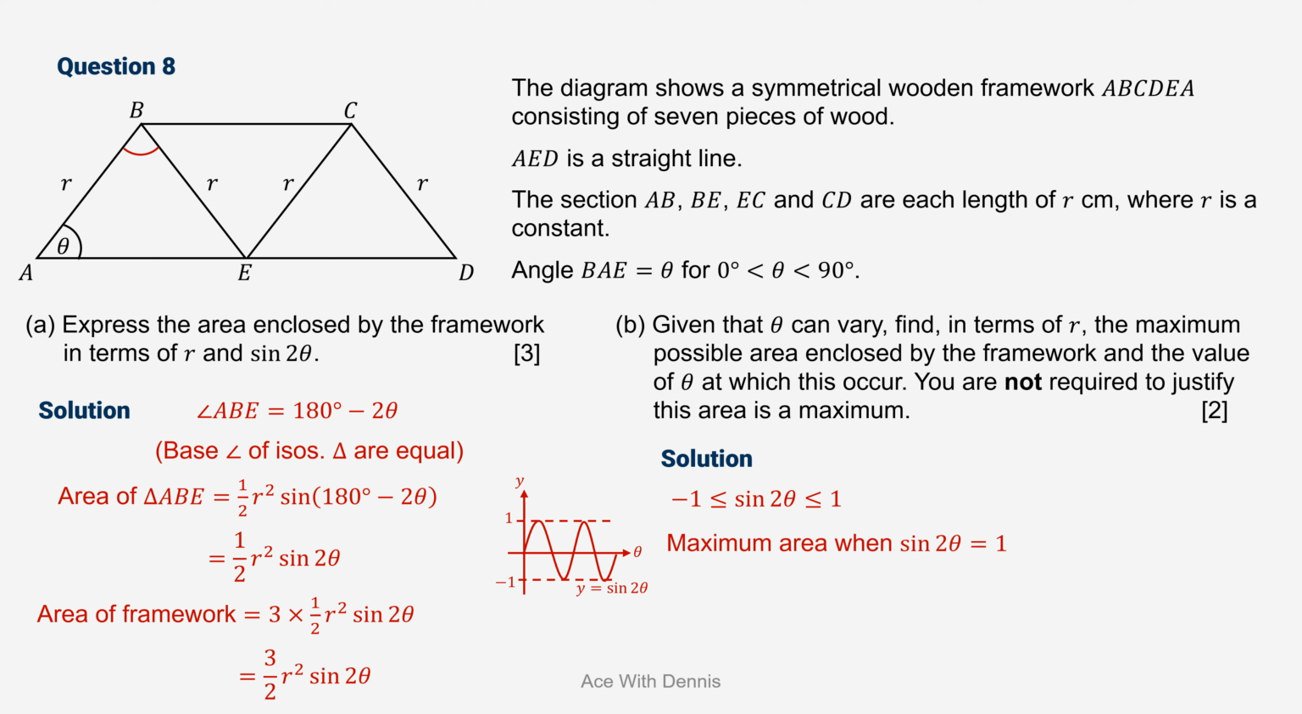So in order to get the maximum area, sine 2 theta will be equal to 1. Hence, the maximum area will be 3 over 2 r squared, and sine 2 theta needs to equal 1. Then we solve this equation to get the value of theta. So 2 theta will be 90 degrees and theta will be 45 degrees.